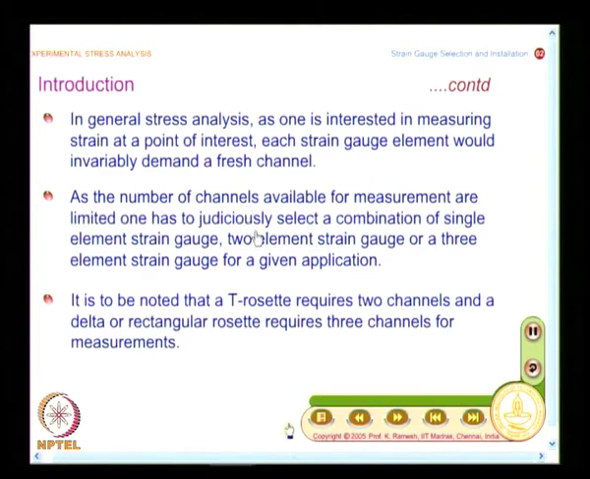So, before you make a plan for strain gauge instrumentation, you need to select judiciously a combination of single element strain gauge, 2 element strain gauge, or a 3 element strain gauge for a given application. The idea is, I want to find out strain at a point. Why not paste a rosette at every point where I want to make a measurement? That means you are demanding 3 channels per point, which may not be required.